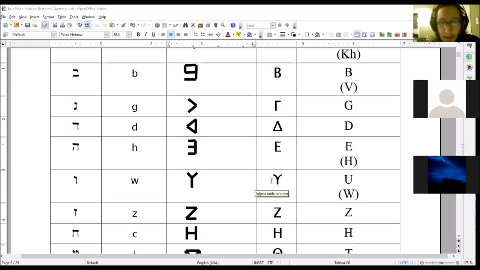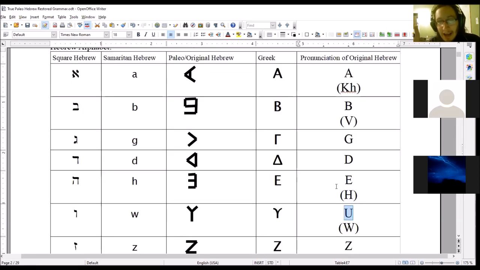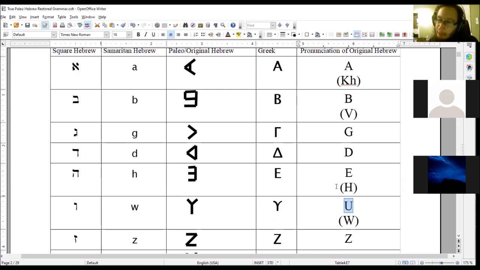Now you have, of course, our letter. So what's interesting is the sixth letter in English is F, right? Well, okay, so now I need to switch back to the other file for a second.